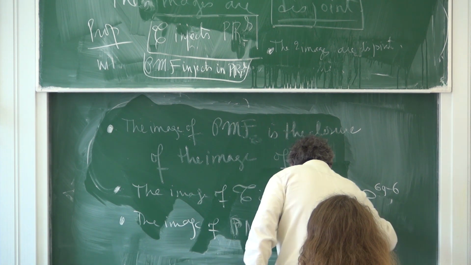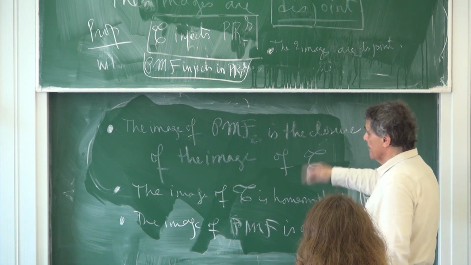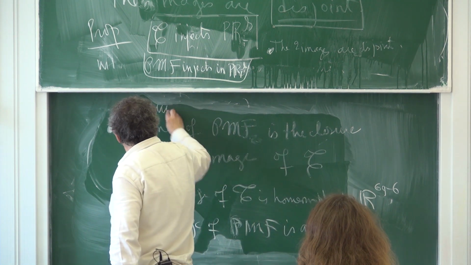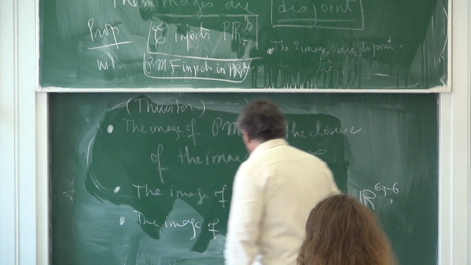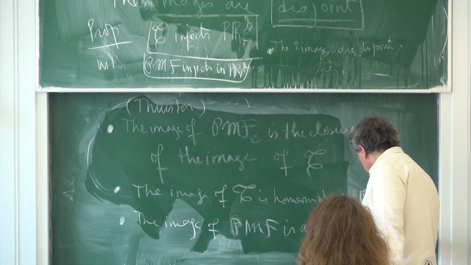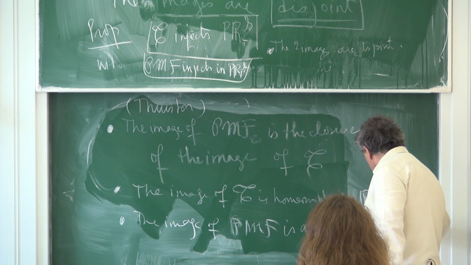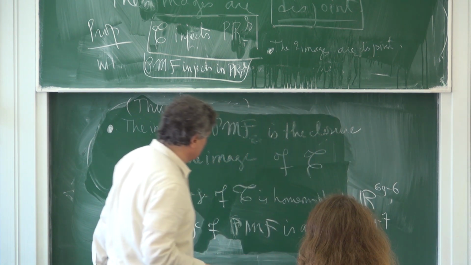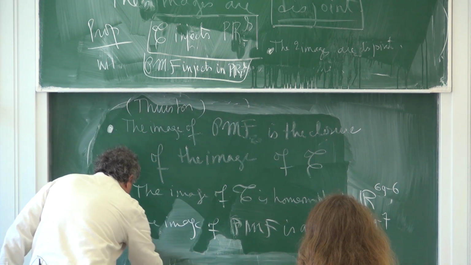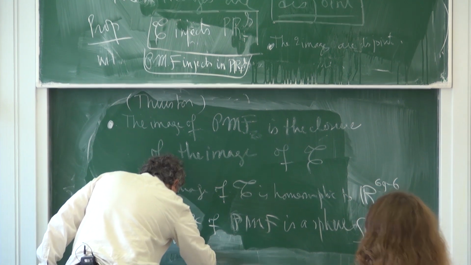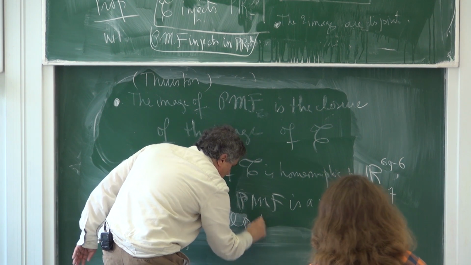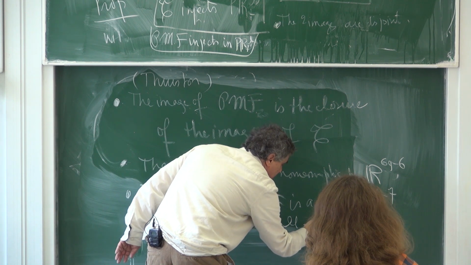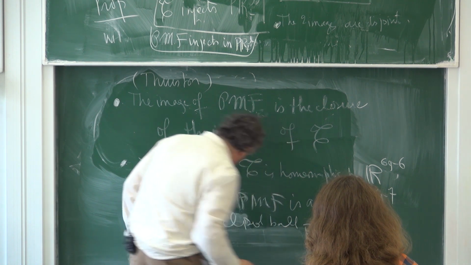This is something you have to prove. This is not trivial. This is maybe the main non-trivial theorem which I state now. This is a theorem of Thurston. The image of PMF is a sphere S of dimension 6g minus 7, and the union is in fact a closed ball B of dimension 6g minus 6. This is also something you have to prove.